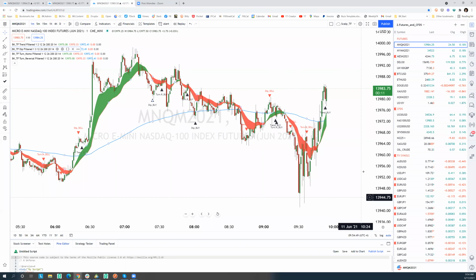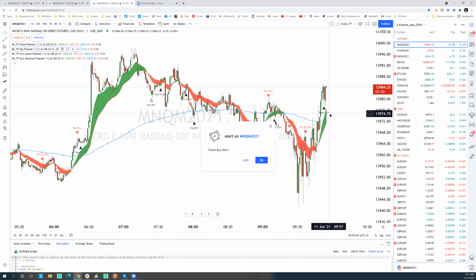I'm actually interested. Oh, and the thing was that it set it off, and then once this crossed over the moving average, the dip sell setting goes away. Anyways, what's happening now is that we're getting the trend buy signal here.